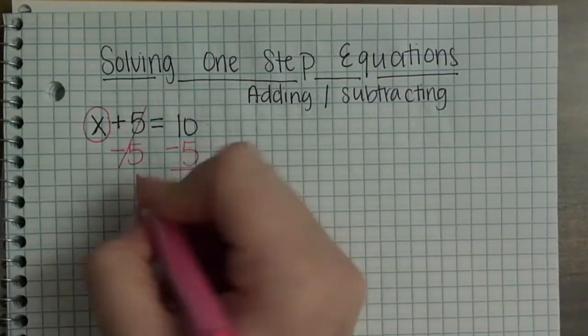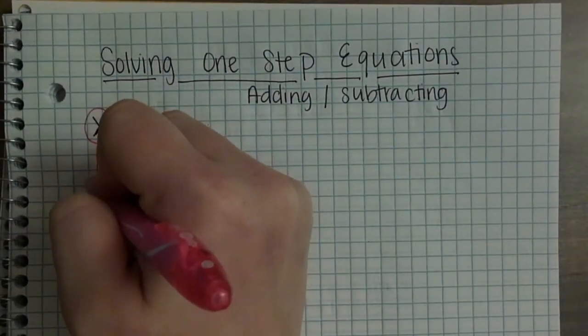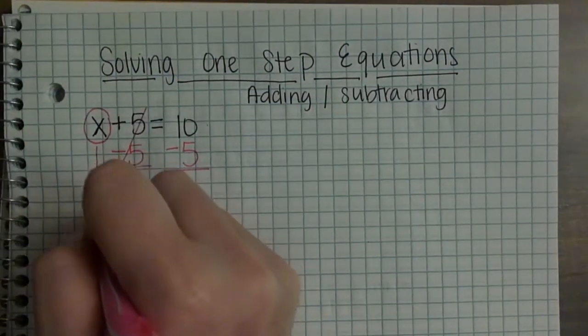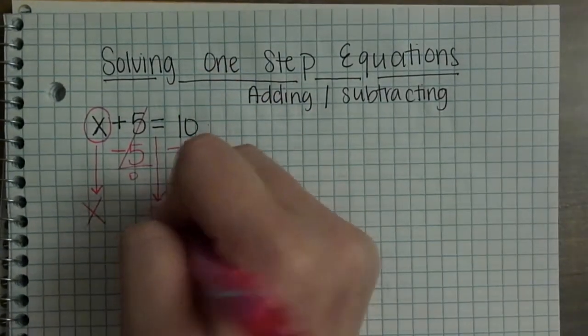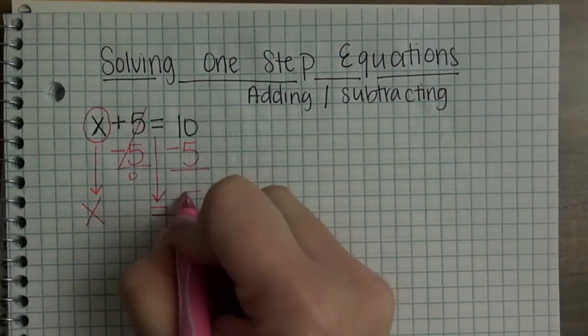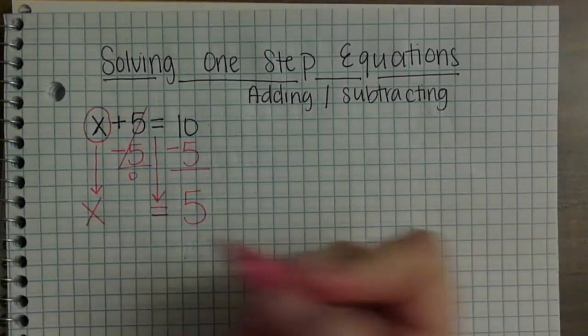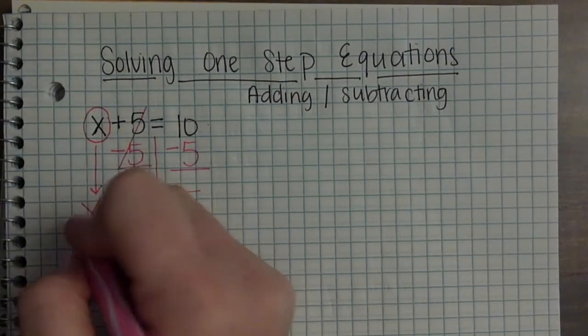5 minus 5 cancels, that's 0. You're going to bring down the x, bring down the equal sign, and then what is 10 minus 5? Well, that's 5, which is what we said, but it was just the way to solve it.